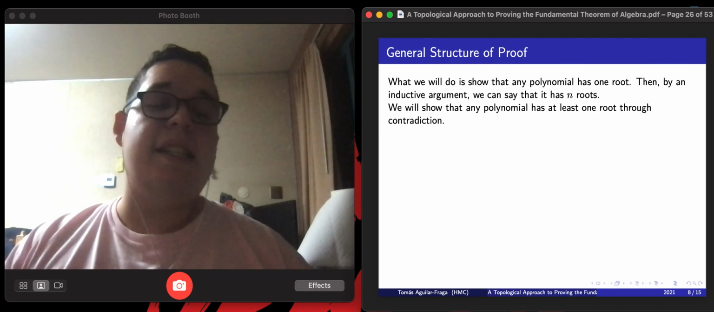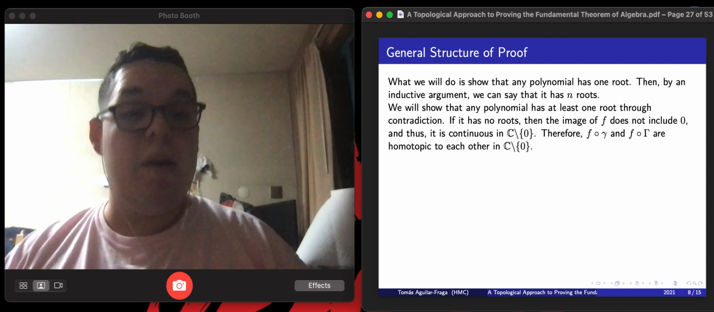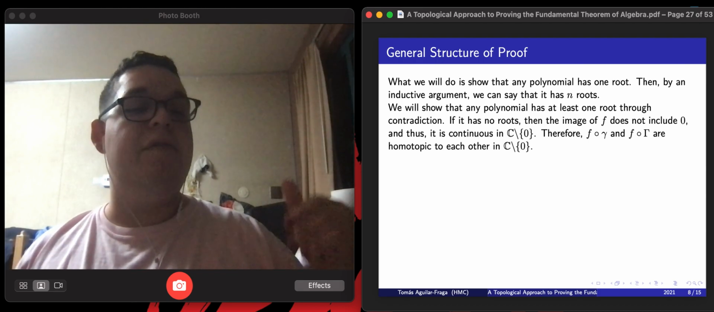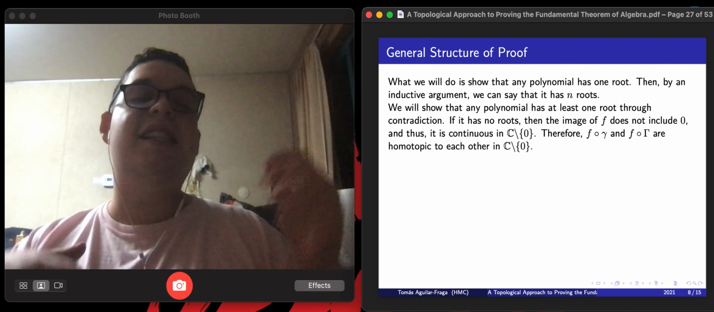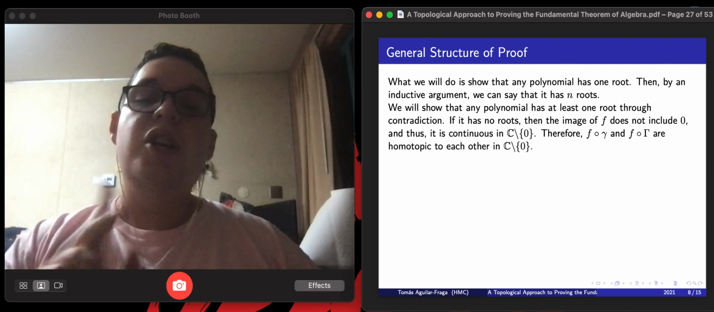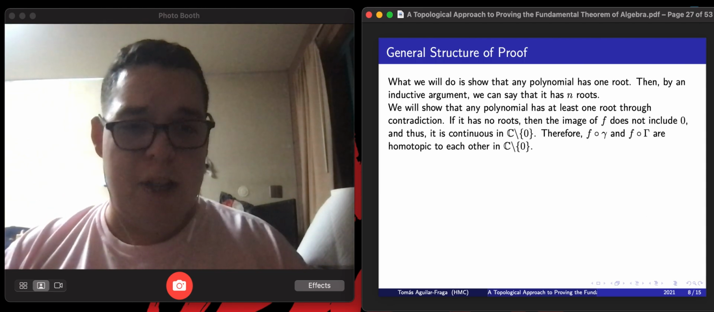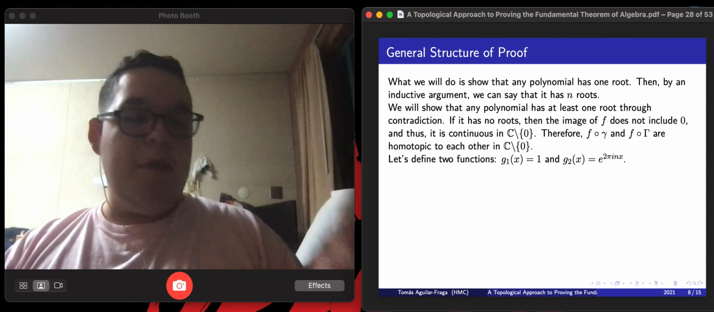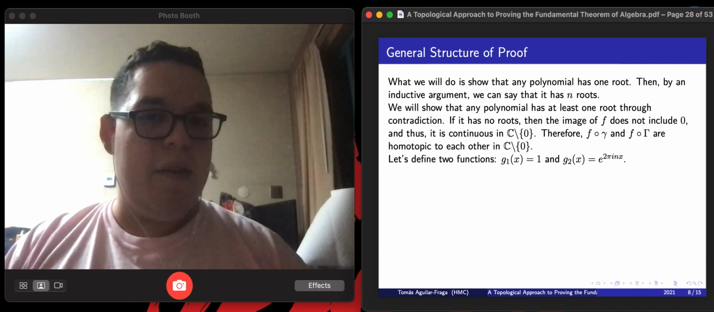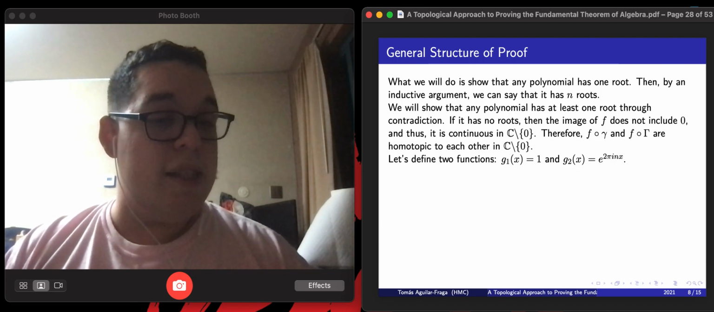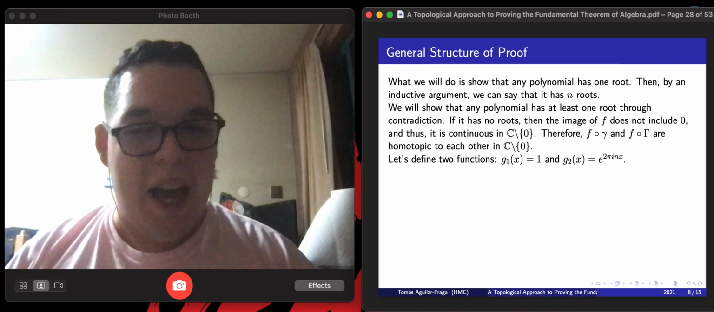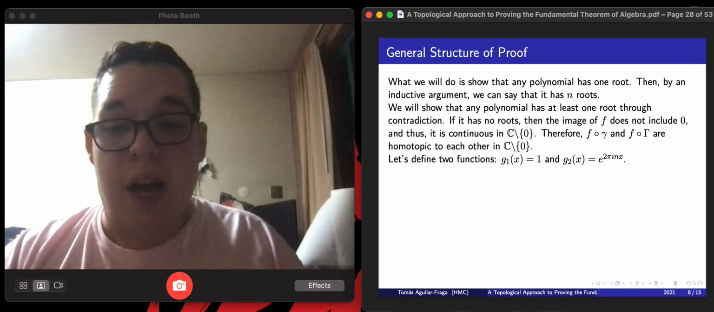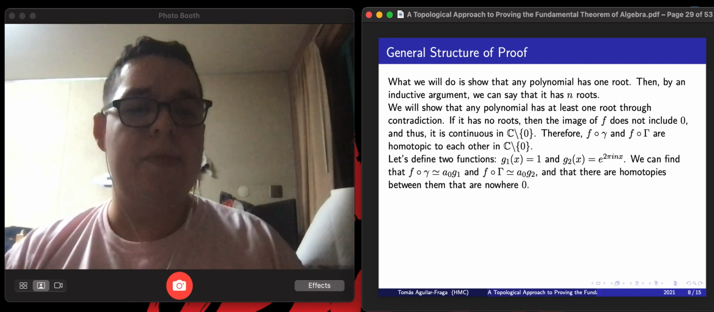We'll show that it has at least one root through contradiction, right? If it doesn't, then the image of f does not include 0, and thus it's continuous in the punctured plane. So you've got these two paths that are homotopic to each other. Now, I'm going to define two functions here, right? g1 of x is equal to 1, and g2 of x is equal to e to the 2 pi i n x. n is, of course, the degree of our polynomial here.